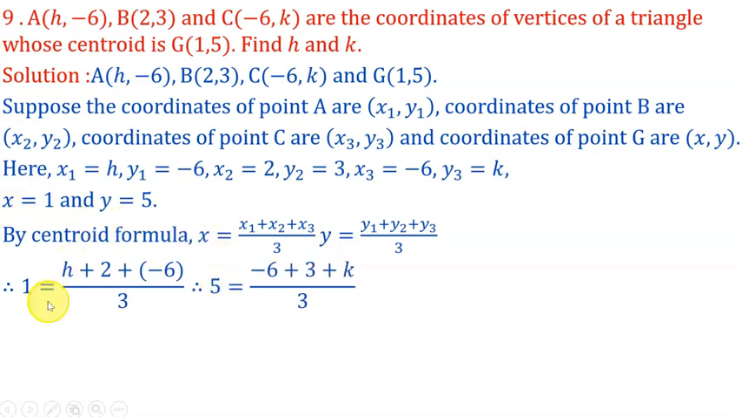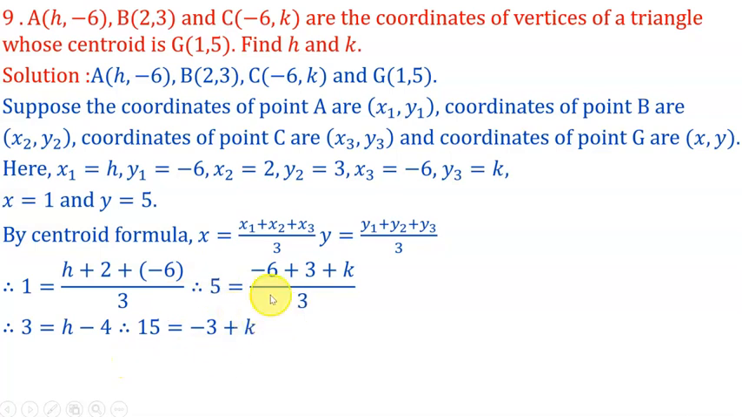x किती दिलाय तर 1 दिलेला आहे. x1 is h, x2 is 2, x3 is -6, upon 3. And similarly y is equal to (y1 plus y2 plus y3) upon 3. आता y ची व्हॅल्यू आपल्याला माहिती आहे ती 5. It's the y coordinate of G. Okay, y1 is -6, y2 is 3 and y3 is k, upon 3. Normal simplification आहे. Plus 2 minus 6 means what? Minus 4. आणि हा 1 into 3 म्हणजे इथे 3 मिळणार आपल्याला.